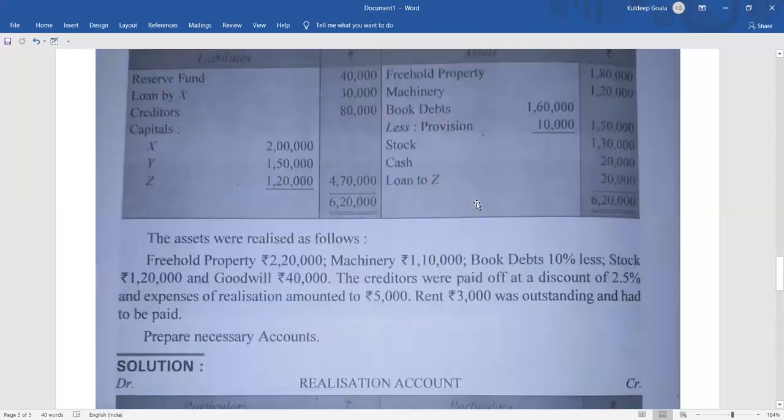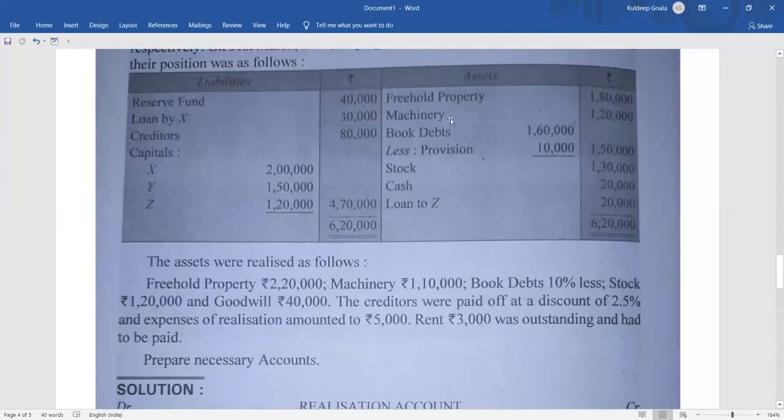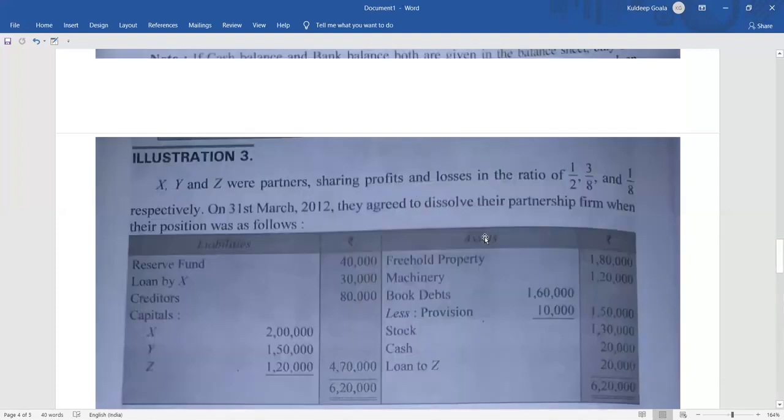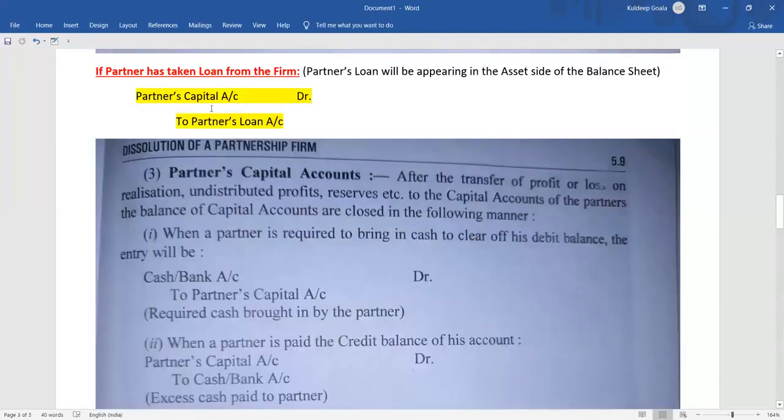Then coming to the next one, is there anything else in the liability side? No. In the asset side we have got one. What is that? Loan to Z. As I have already told, if it is not mentioned how it is settled, it will be settled through the partners' capital. And how it is settled, we have seen the entry just now. I'll just show you the entry once again. It is partners' capital account debit to partners' loan account, right?